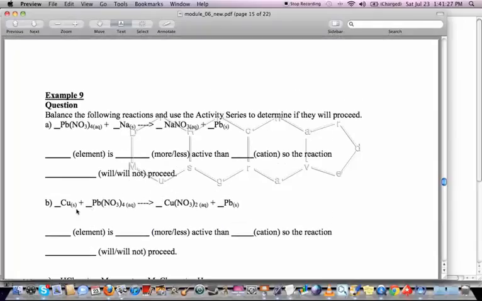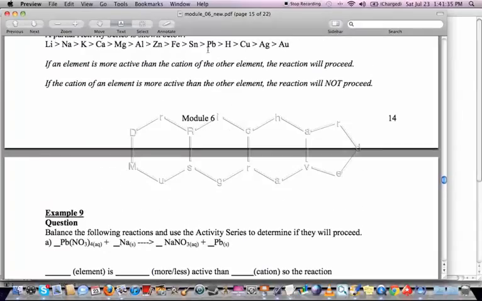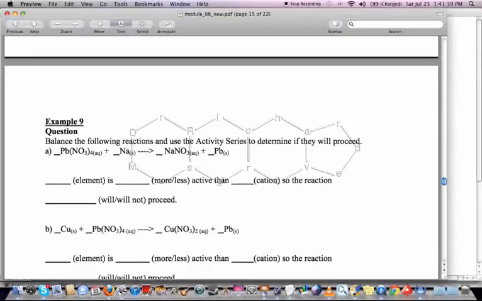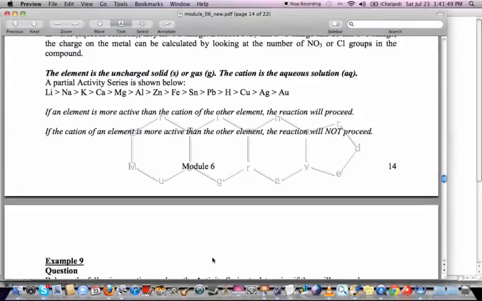Alright, let's say we've got copper and Pb4+. We'll look up here. We see copper is actually below Pb4+ on the activity series. So that means that since copper is less active than the Pb4+, the reaction will not proceed. Alright, so that's the basics of all of that.